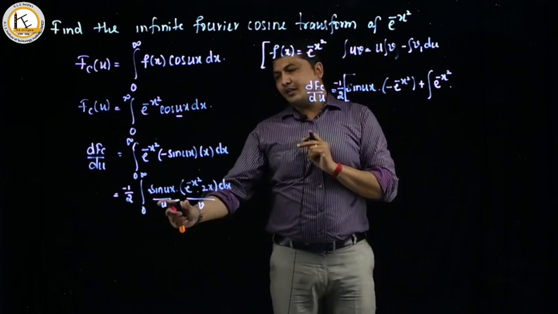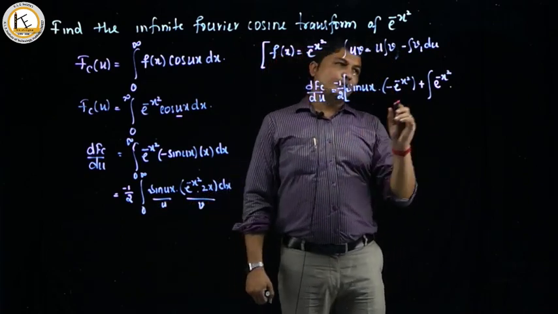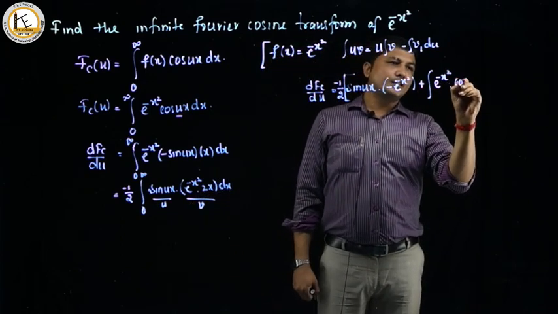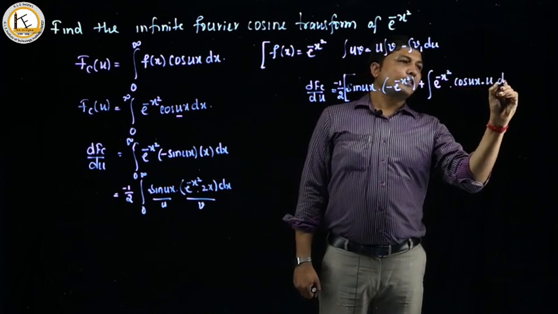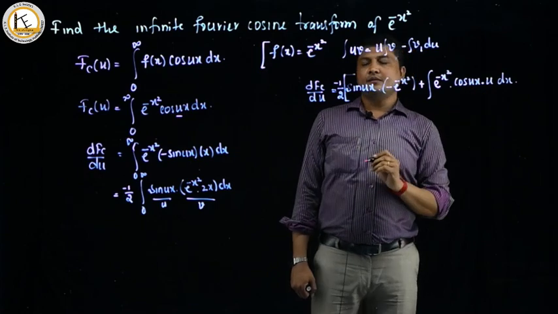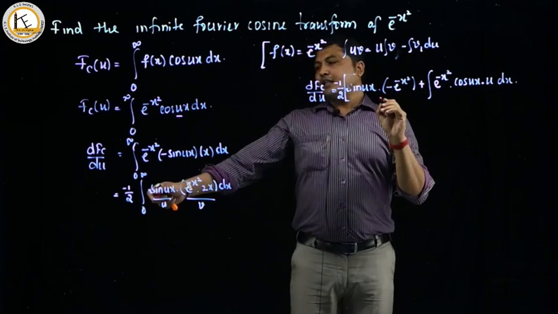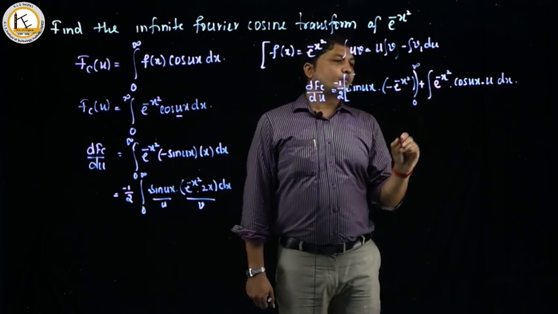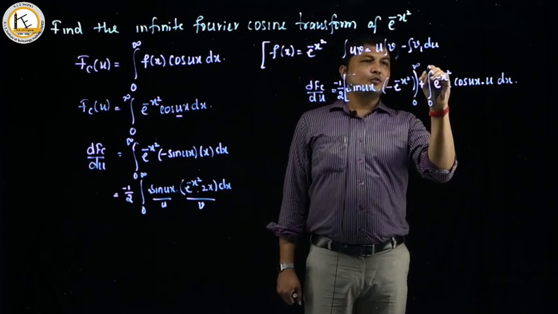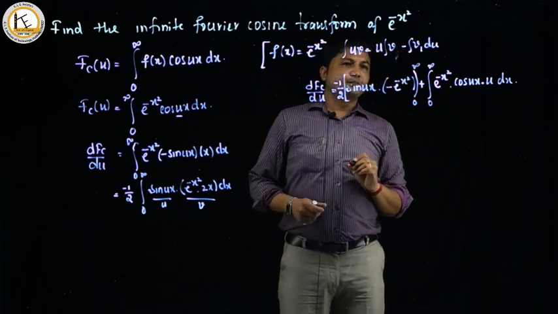du is nothing but the derivative of sin ux. So the derivative of sin ux is nothing but cos ux into u with respect to x. And since the limits here are between 0 to infinity, and here also the limits are between 0 to infinity.